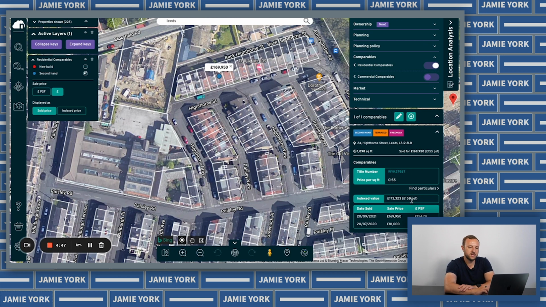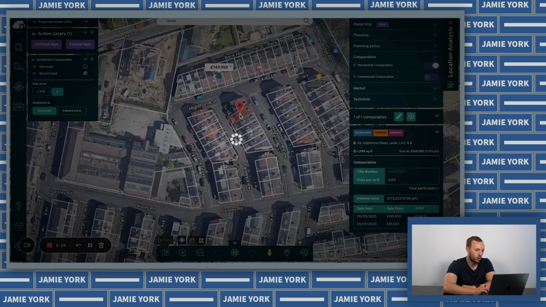Now, the index price, by the way, just so you understand what it means, is it's factoring in the growth in the market in that area. So, for example, that £169,000 was at £155, but it's gone up £3 per square foot. Now, you might not think that's a lot, but bearing in mind, that was in, when was it? September 2021. So at the time of filming this, it's not even 12 months later and it's already gone up quite significantly. So it's probably worth about 175-ish right now.